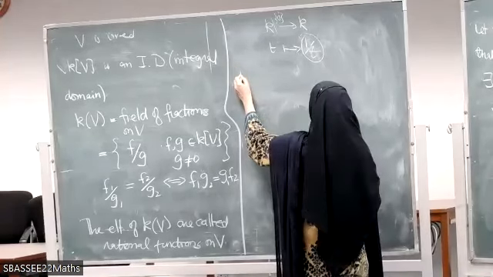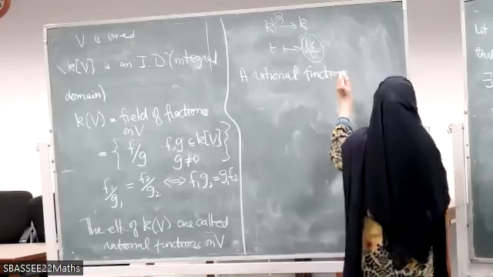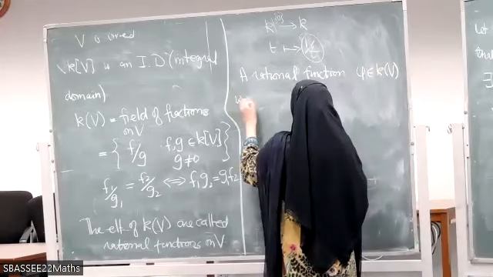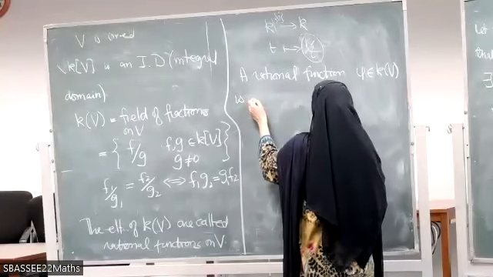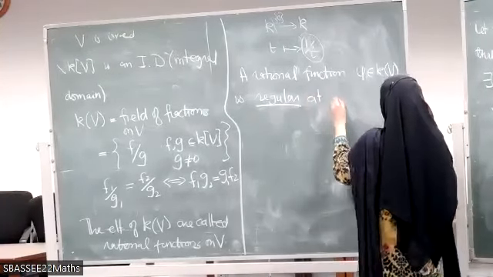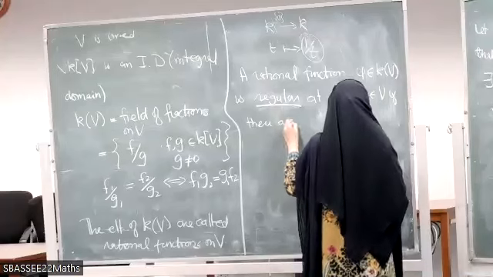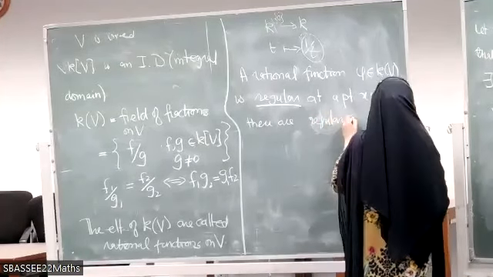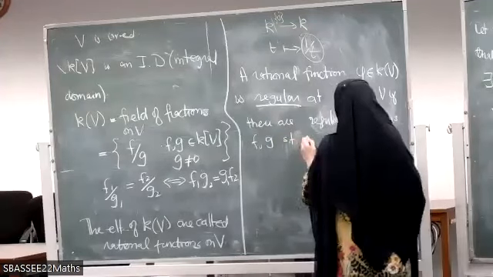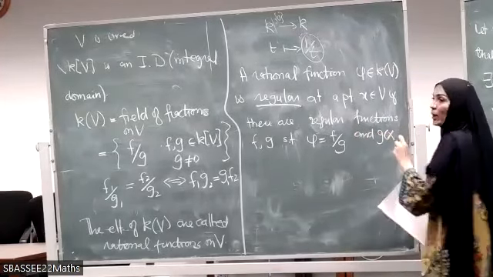A rational function phi on the corresponding variety is regular at some point x in V if there are regular functions f and g such that phi can be written as f over g, and g at that particular point is non-zero.